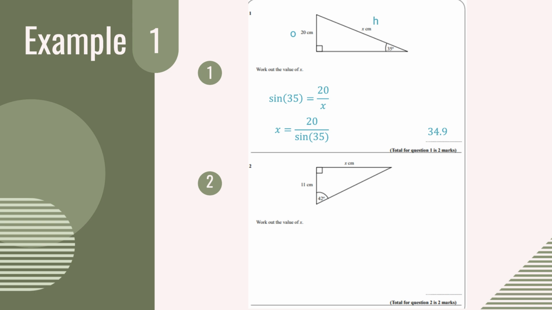Now in our second question, we're asked to work out the value of x. X is our O and 11 centimeters is our A. So we don't need a hypotenuse. So here we have O and A, we'll use tan. So we use tan 42 equals x divided by 11 because it's O over A, meaning tan 42 times 11 equals x, meaning x to one decimal place is 9.9.